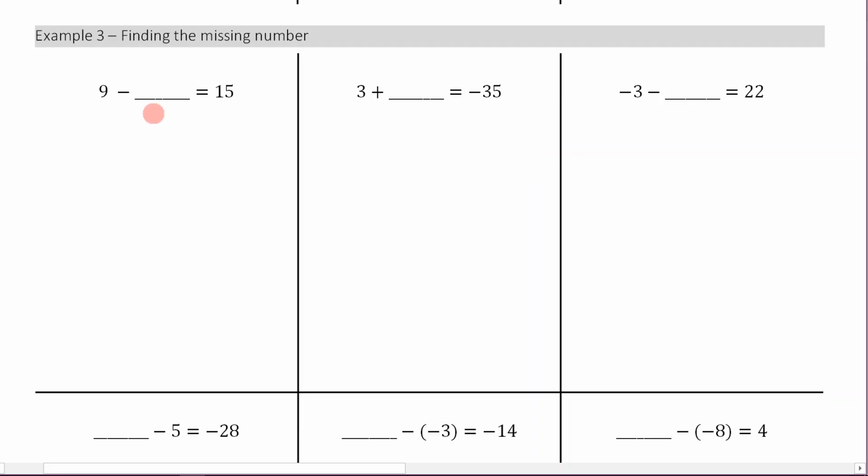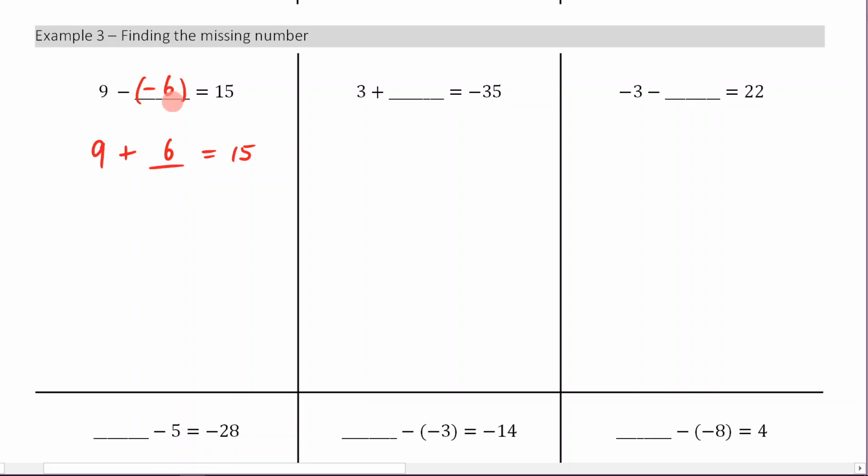Okay, so the first one here, as you can see, I have 9 minus some number is going to be equal to 15. The first thing that we should notice here is that 9 is smaller than 15. So 9 subtract what would give me a bigger number than 9. It seems kind of crazy at first until we realize that this number here must be negative, because if it's negative, then it's going to be 9 plus something is equal to 15, and 9 plus 6 is equal to 15. So this must be negative 6 in here.